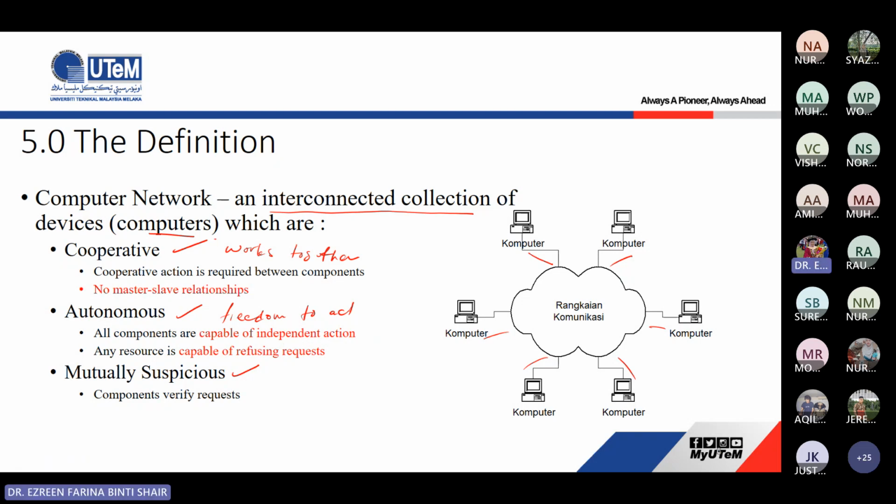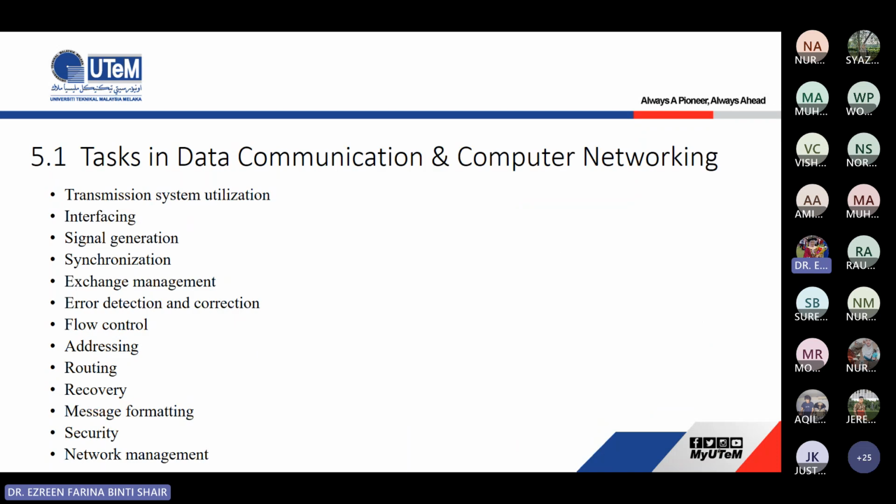There are several tasks in data communication and computer network. It is used as a transmission system utilization. It can be used for interfacing, signal generation, synchronization, exchange management, error detection, flow control, addressing, routing, recovery, message formatting, security, and lastly, network management.